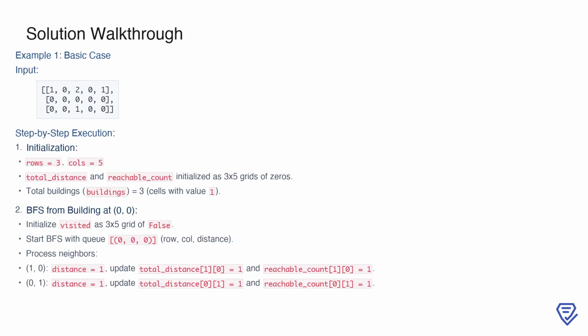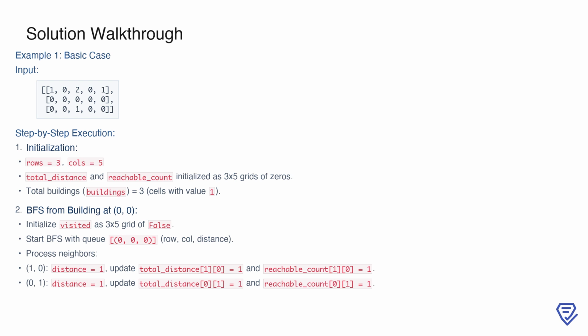Here, we begin with a basic example to understand the solution. The input grid contains 3 buildings, represented by the value 1. The dimensions of the grid are 3 rows and 5 columns. We initialize total_distance and reachable_count as 3 by 5 grids filled with zeros. These will help us track the sum of distances from all buildings and the number of buildings that can reach each empty cell.